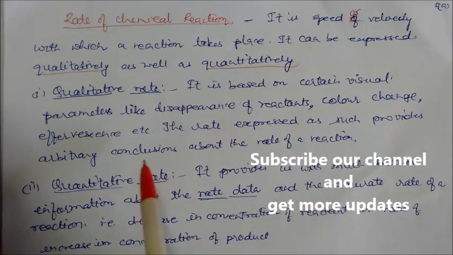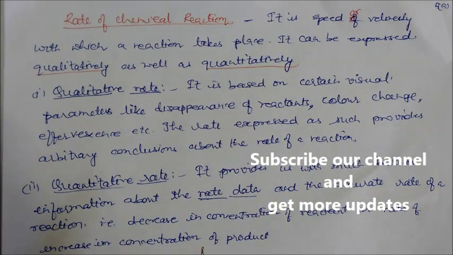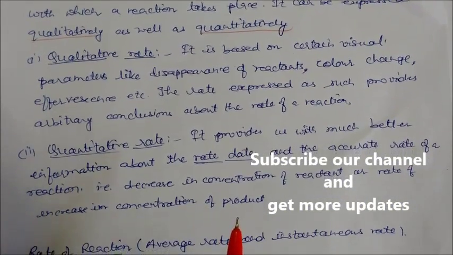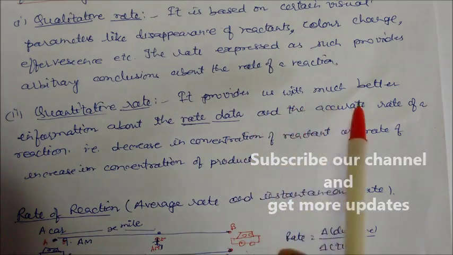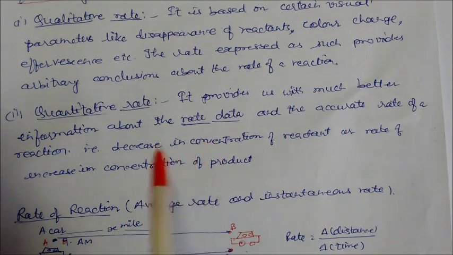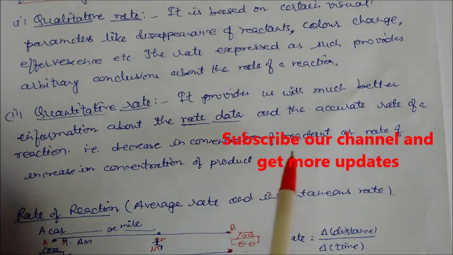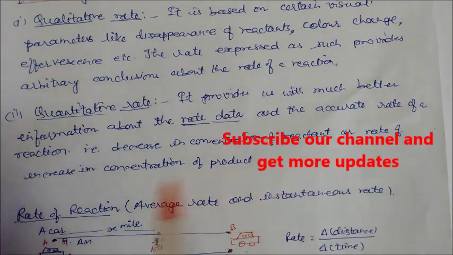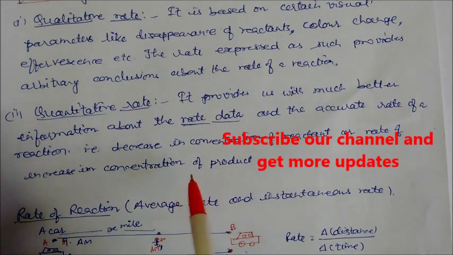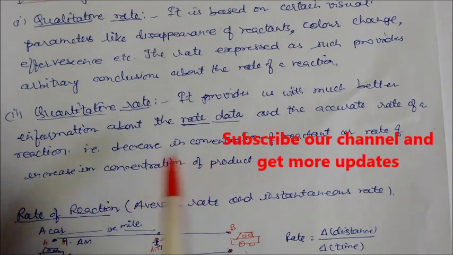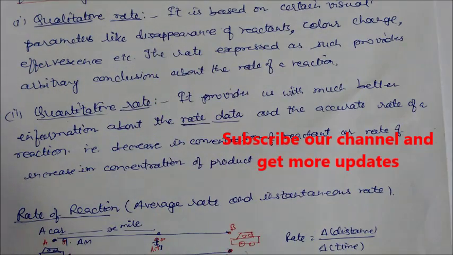The rate expressed as such provides only an arbitrary conclusion about the rate of reaction. So we can give this arbitrary conclusion that the reaction is going on. Second is quantitative rate. Quantitative rate provides us with much better information about the rate data. From here we can understand the accurate rate of a reaction, that is the decrease in concentration of the reactant or the increase in concentration of the product. Here product concentration is increasing and here reactant concentration is decreasing, so we will get the data. Both are different from each other.